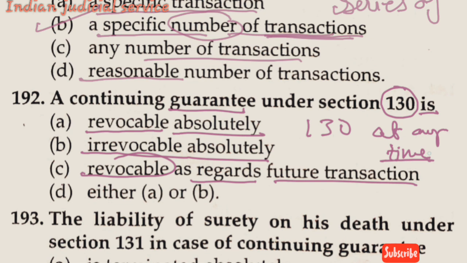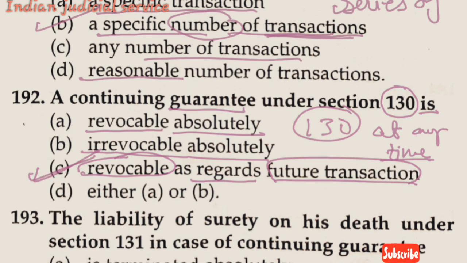Now come to the question here. Option A is revocable absolutely, option B is irrevocable absolutely. So it is revocable. Option C is revocable as regards the future transaction, and option D is either A or B. So it is clear here, our answer is option C. Section 130 deals with revocation of continuing guarantee as regards the future transaction. So the answer here is option C.